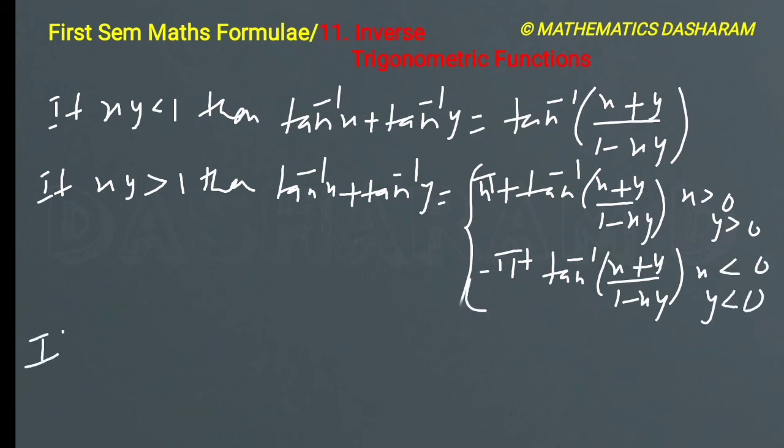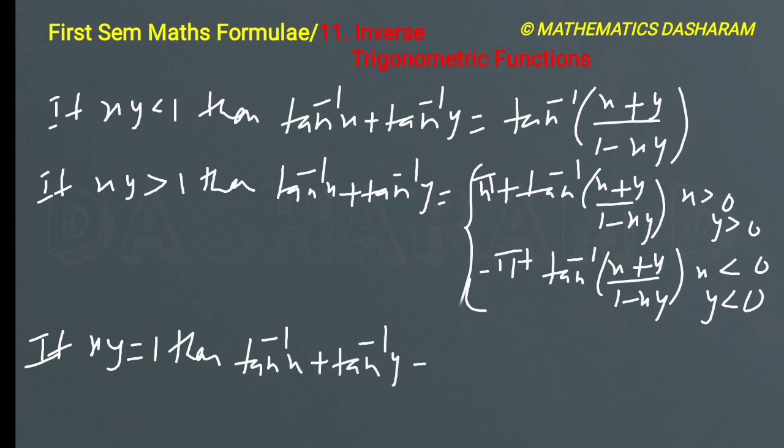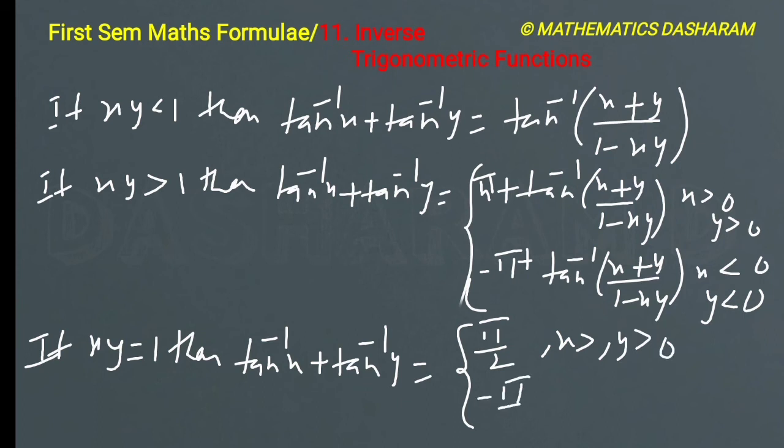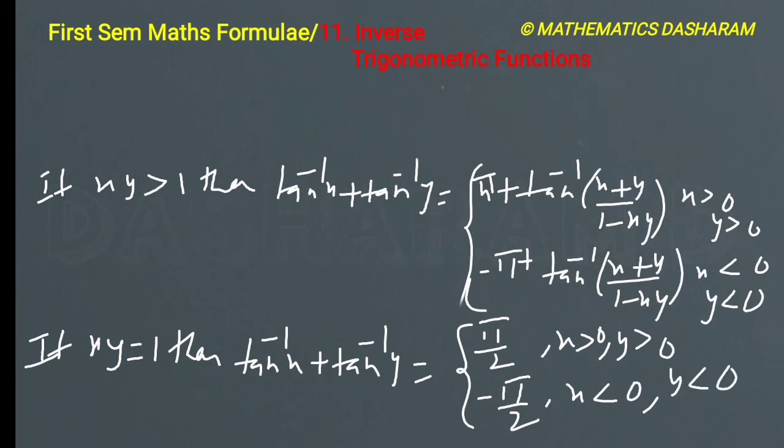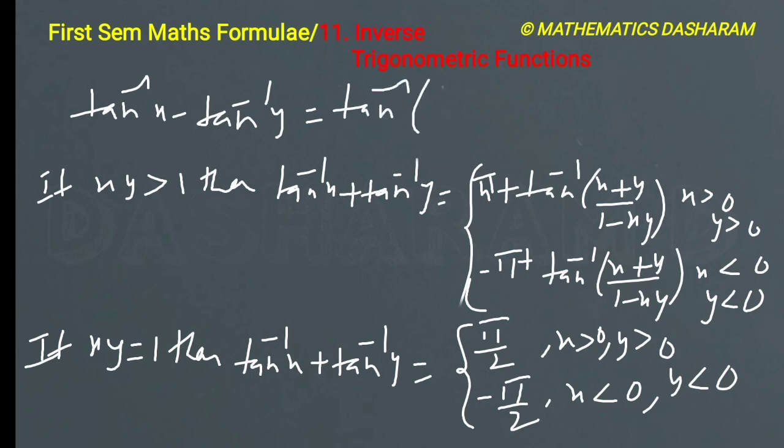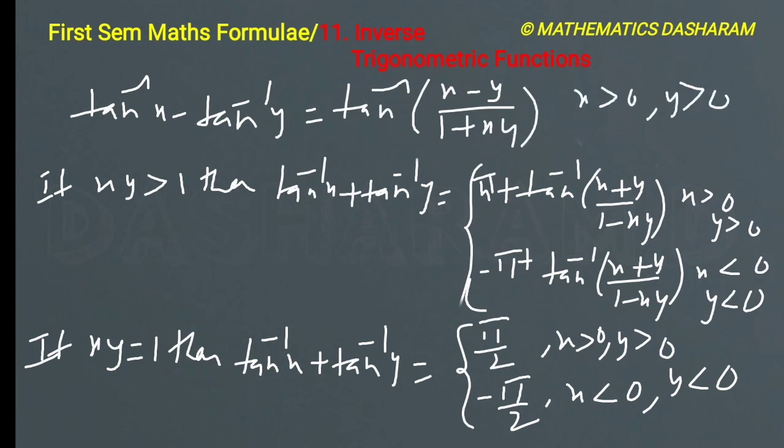Next, the third case: if x into y equals exactly 1, then tan inverse x plus tan inverse y equals a direct answer, that is pi by 2 when x is greater than 0 and y greater than 0, and minus pi by 2 when x is less than 0 and y is less than 0. The next formula is tan inverse x minus tan inverse y equals tan inverse of (x minus y) divided by (1 plus x into y), when x is greater than 0 and y is greater than 0.